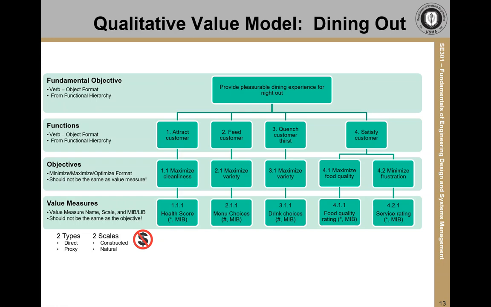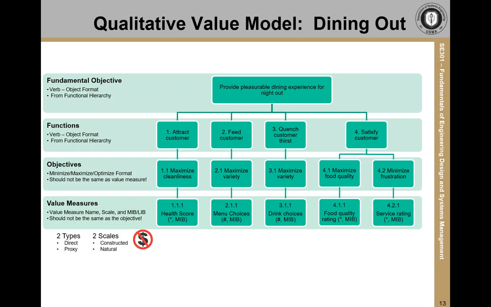All right, so if we're starting at the top and working our way down, we'll start with our fundamental objective, which we took again from our functional hierarchy. The fundamental objective for a restaurant is to provide a pleasurable dining experience for a night out for their customers. That's what they're seeking to do. So we can then establish four, and I'm sure we could come up with many others, but four key functions.